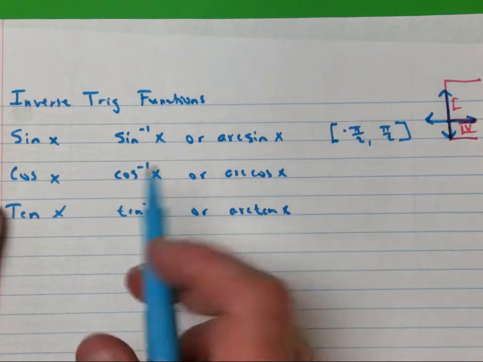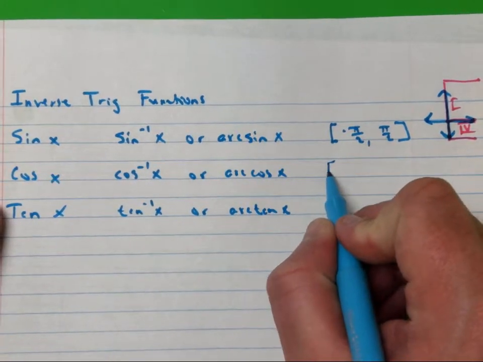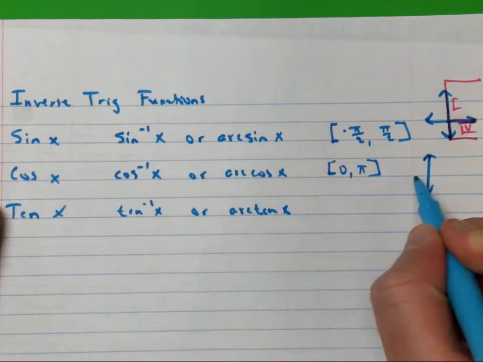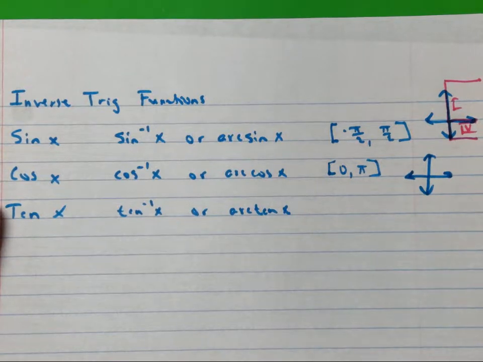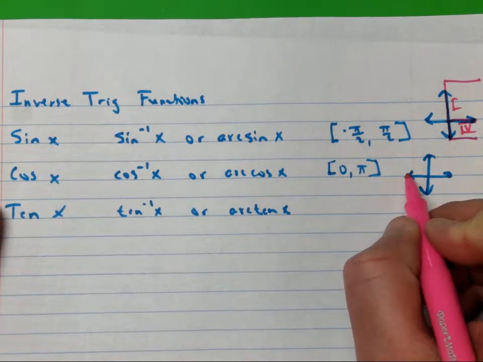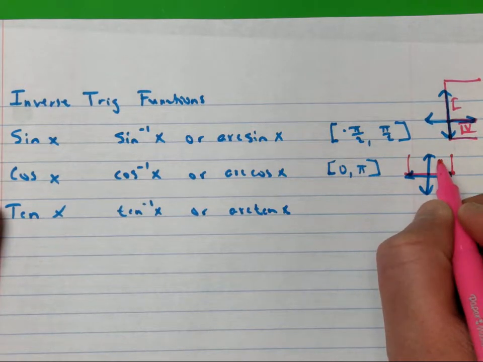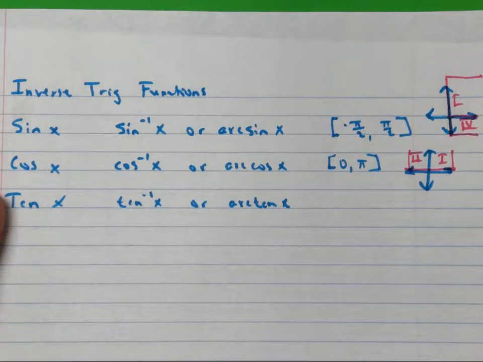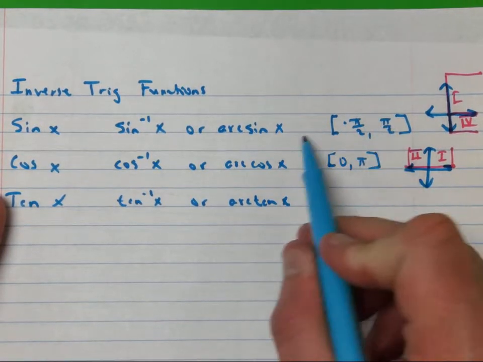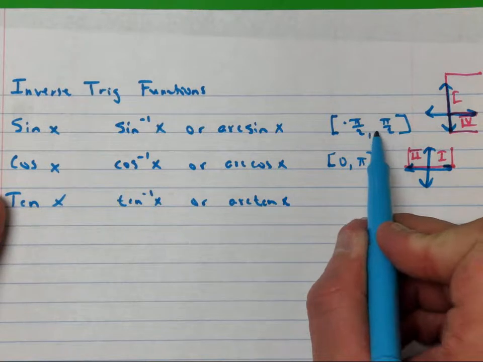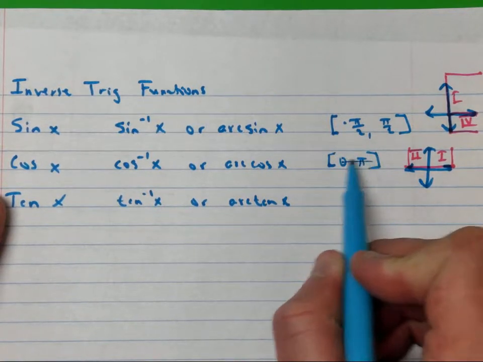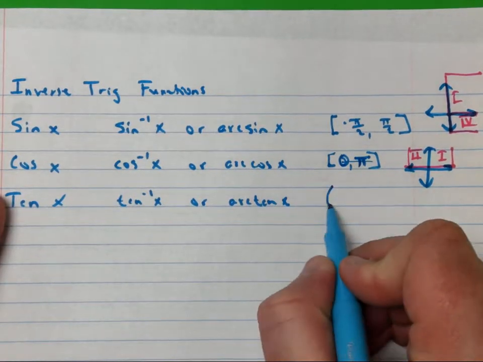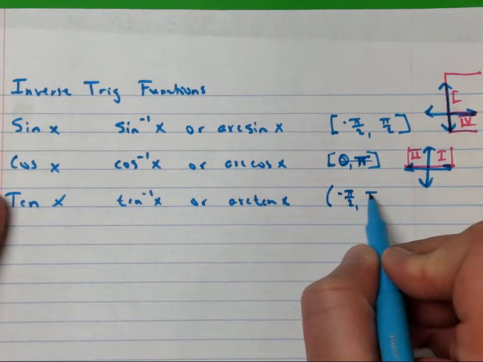Cosine, the inverse of cosine, the arc cosine, is from 0 to pi. That means from here to here is 0 to pi. That means your answers exist for arc cosine in quadrants 1 and 2. Notice brackets are around these two. That means these two can be an answer. So that's 0 and pi.